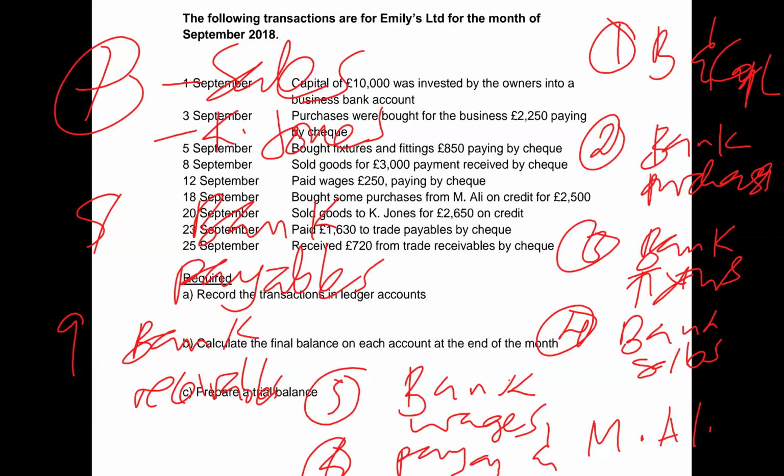And then received 720 from trade receivables by check. So it will be 25th. It will be credited again. Yeah, the bank is credited, but trade receivables account is received. Oh no, wait. We received the 720. The bank is receiving by check, sorry, it will be debited. It will be debited. Yeah, we are receiving the money. So the trade receivables will be credited. Correct.